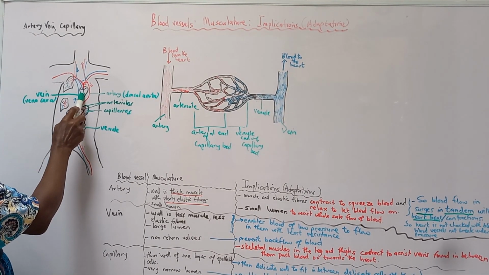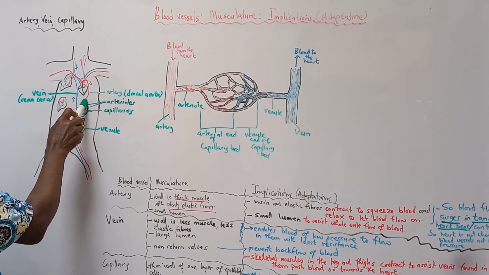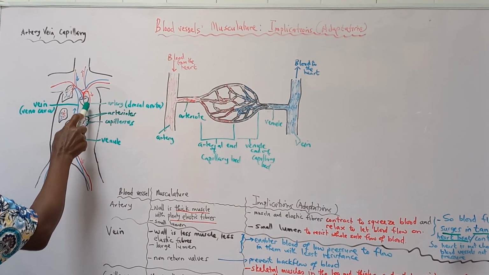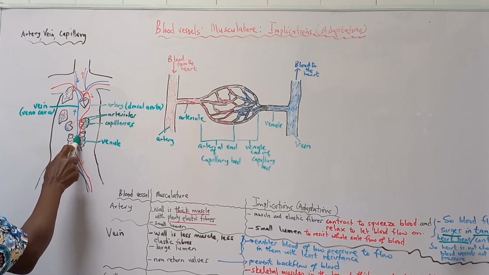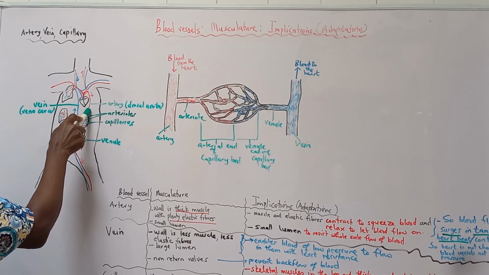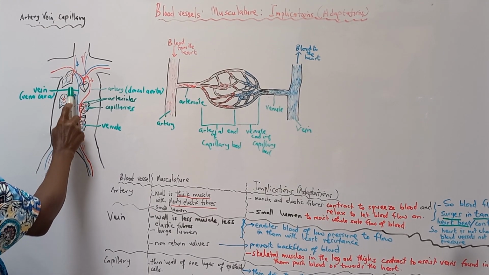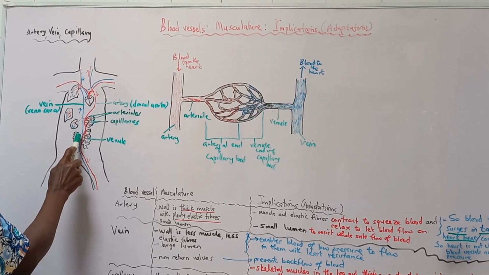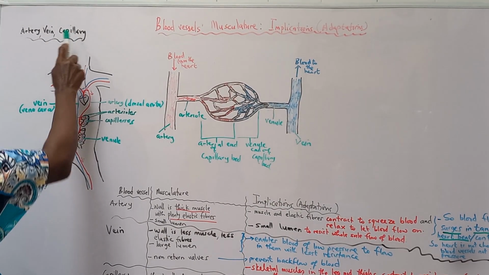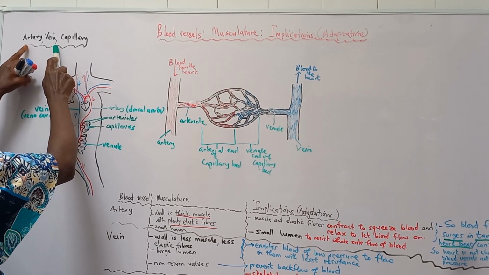We have a heart. The vessels that take blood away from the heart are the arteries, and the blood is under pressure. So you have blood in red, that's the arteries, blood under pressure and usually oxygenated. Then you have veins, which carry blood from the body to the heart at low pressure. Then you have the capillaries that find themselves between the artery and the vein.